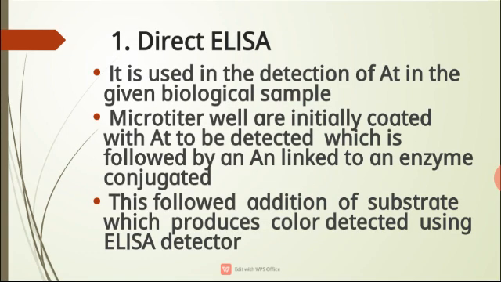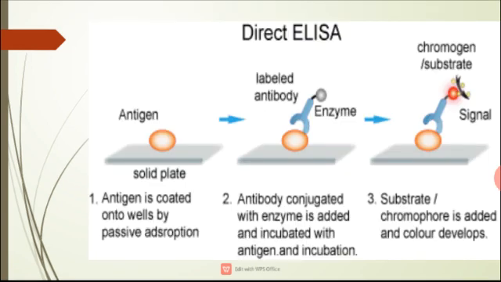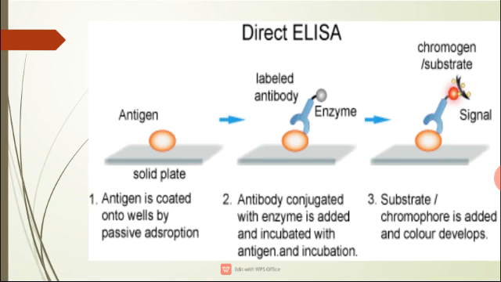First, direct ELISA. It is used in the detection of antigen in the given biological sample. Microtiter wells are initially coated with the antigen to be detected, which is followed by an antibody linked to an enzyme conjugate. This is followed by the addition of substrate, which produces a color detected using an ELISA detector. Here you can see the figure of direct ELISA. The well coated with antigen binds with the primary antibody, and the enzyme-linked substrate forms a color combination, which is detected by the ELISA reader.